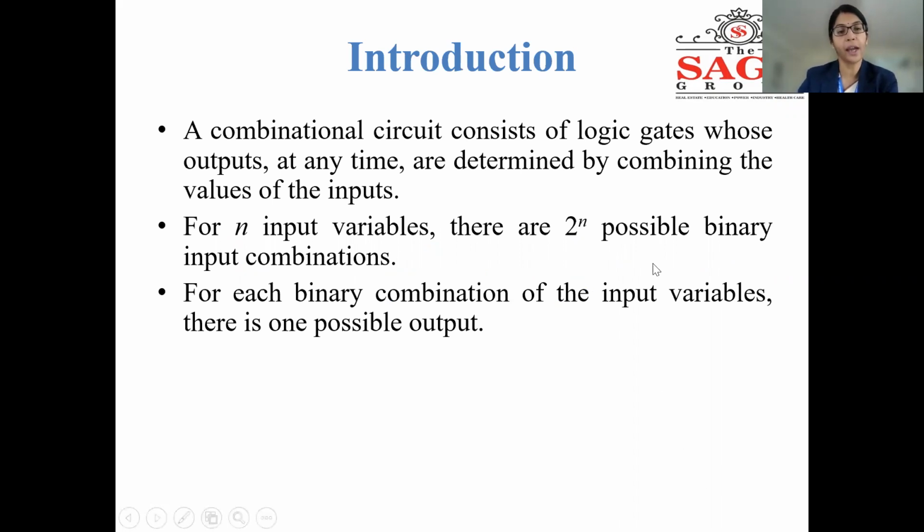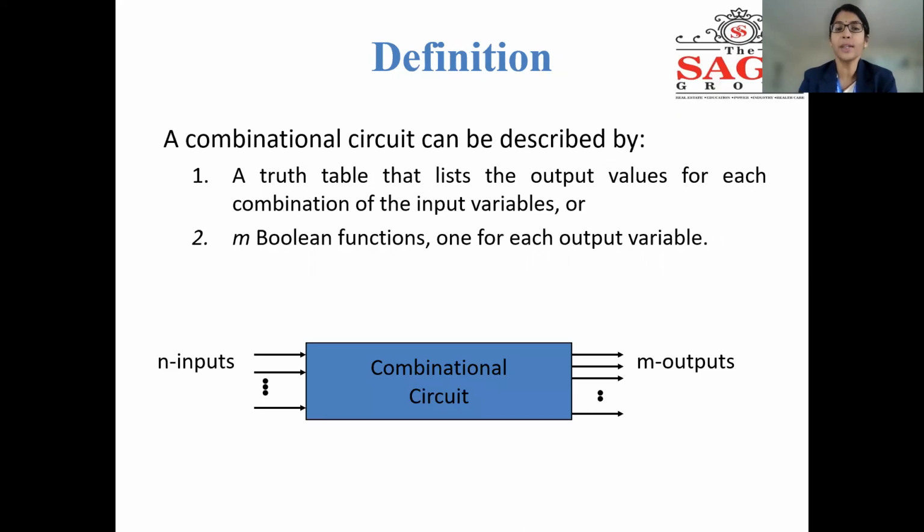So if you have n input variables, there will be 2 to the power n possible binary input combinations, and for each binary input combination, there will be one possible output. A combinational circuit can also be described with the help of a truth table that lists the output values for each combination of input variables. If you have m Boolean functions, from the logic diagram it's clear that a combinational circuit consists of n inputs corresponding to m outputs.